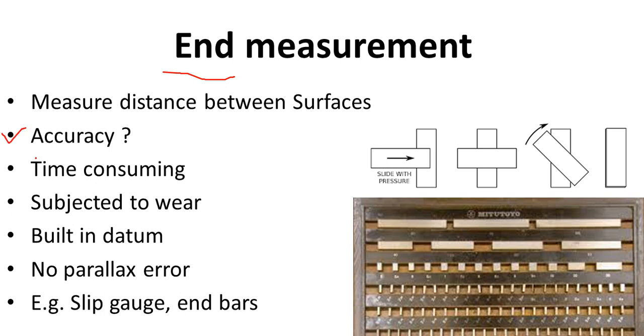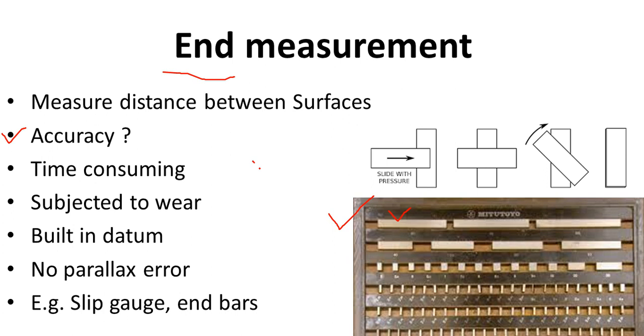Accuracy of this instrument will be considerably high. It is around 1 micron accuracy we can measure. So for end measurement, where we generally use slip gauges, we can also use end bars, but slip gauge is very common. So this is a slip gauge block in which there are a number of slip gauges of various sizes, from a very small size of maybe 1.001 mm, or as high as like 90 mm. You can find the length of slip gauges.